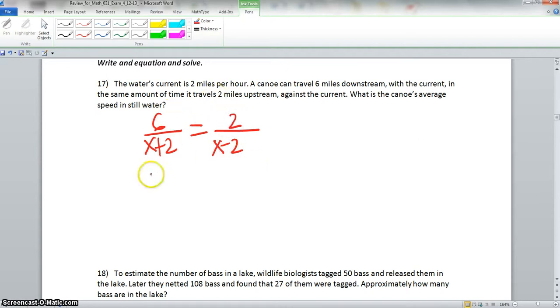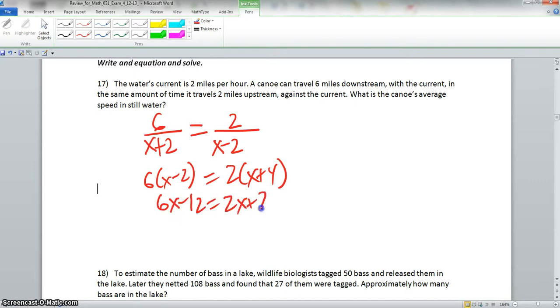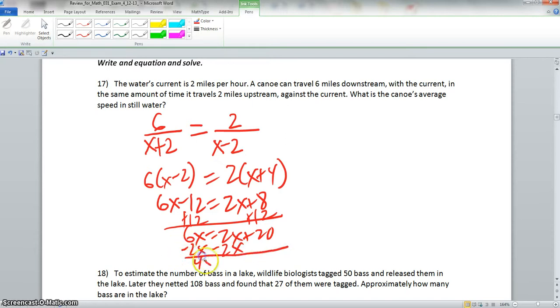Now we can cross multiply. We have 6 times x minus 2 is equal to 2 times x plus 2. This gives us 6x minus 12 is equal to 2x plus 8. We add 12 on both sides. We have 6x equals 2x plus 20. Subtract 2x on both sides. And we will have 4x is equal to 20.